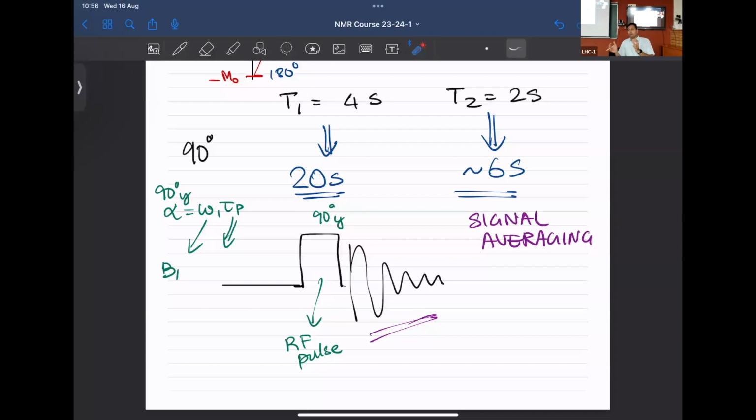Remember, you've gotten the information in the time domain. You acquired signal as a function of time. Time and frequency are inversely related. And therefore, you'll be able to extract the frequency information from the time domain signal.